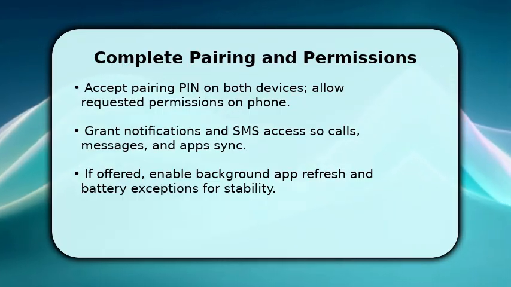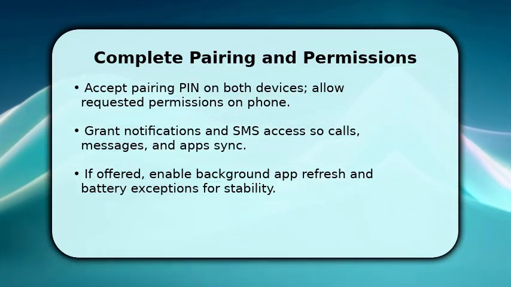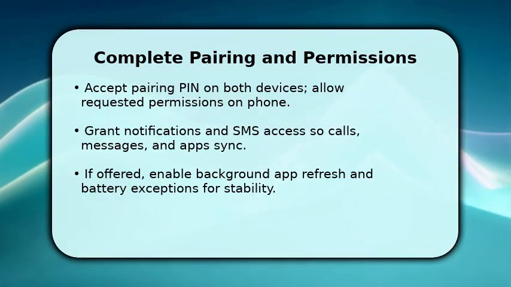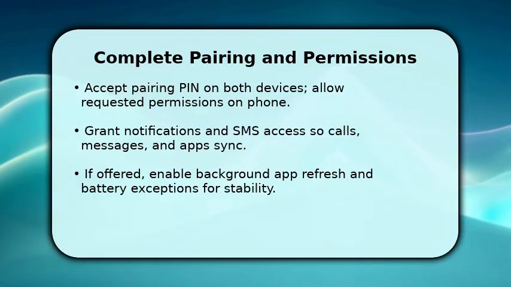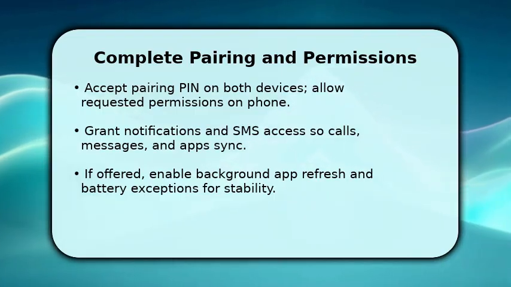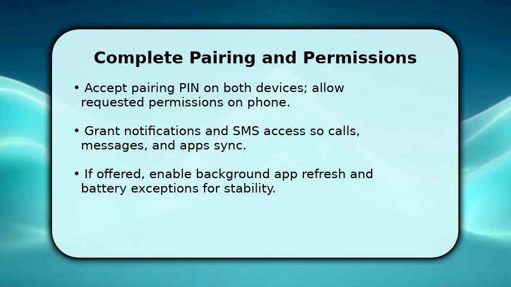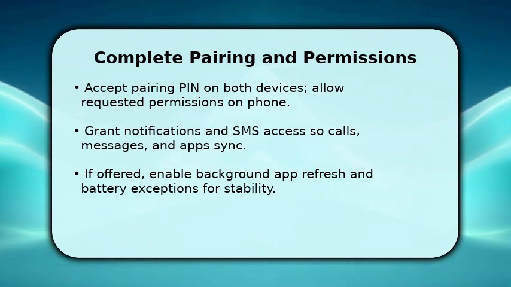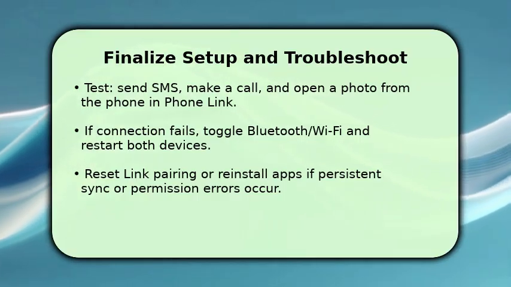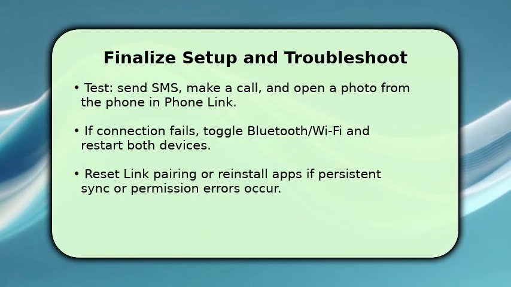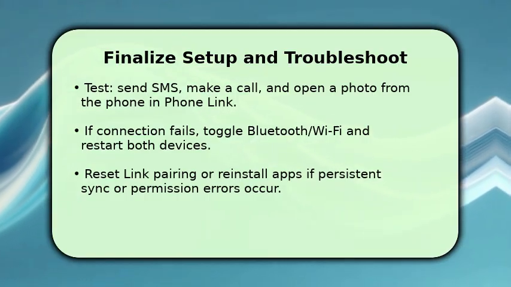Make sure to enable background activity and exempt the Link app from aggressive battery optimizations on the phone so the connection stays alive. After permissions, the PC app will scan for features. Expect a short sync as your messages, recent photos, and call logs populate. You finish by testing core features. Send a message from PhoneLink, place a call, and open a recent photo to verify permissions and media access.